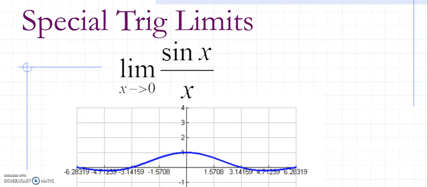But what if we try direct substitution on the limit as x goes to 0 of sine x over x? And what do we get here? We get 0 over 0. That is one of our indeterminate forms. However, we've actually seen this function, so we know what the limit is because we spent a lot of time with this in Unit 7.